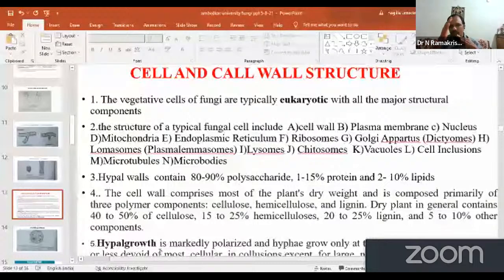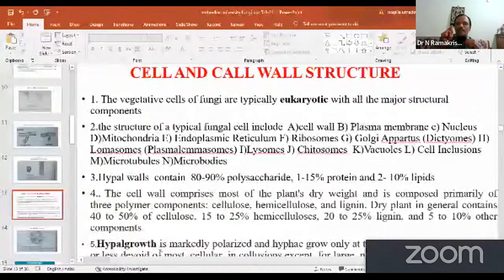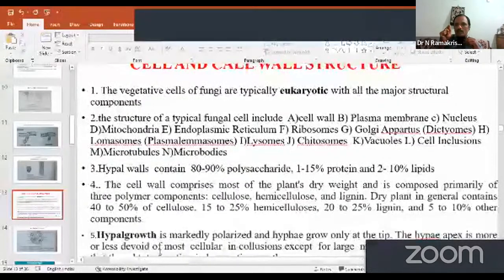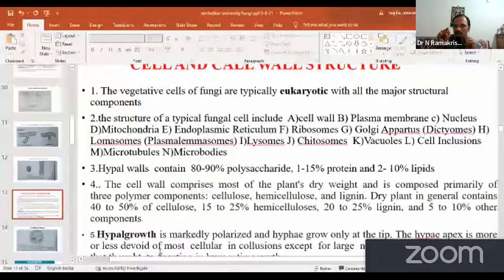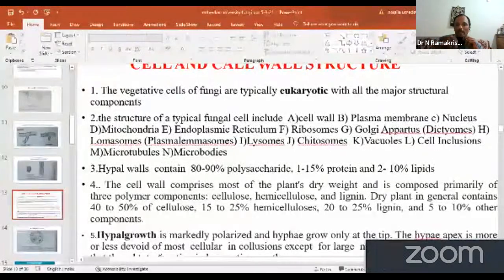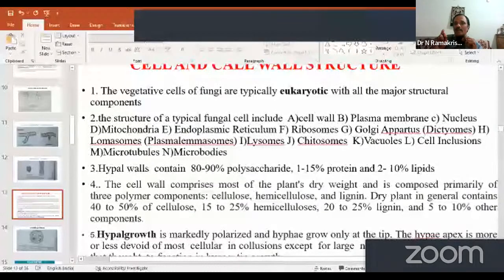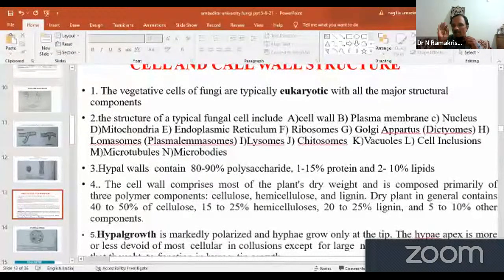Next, the fungal hyphal cell wall contains 80 to 90% polysaccharides, 1 to 15% proteins, and the second is about 10% lipids. The cell wall comprises most of the plant's mass and is composed primarily of three polymer components: cellulose, hemicellulose, and lignin. Dry plant material generally contains 40 to 50% cellulose, 15 to 25% hemicellulose, 20 to 25% lignin, and about 10% other inorganic components. So these are all the components we are looking at in the fungal cell wall.